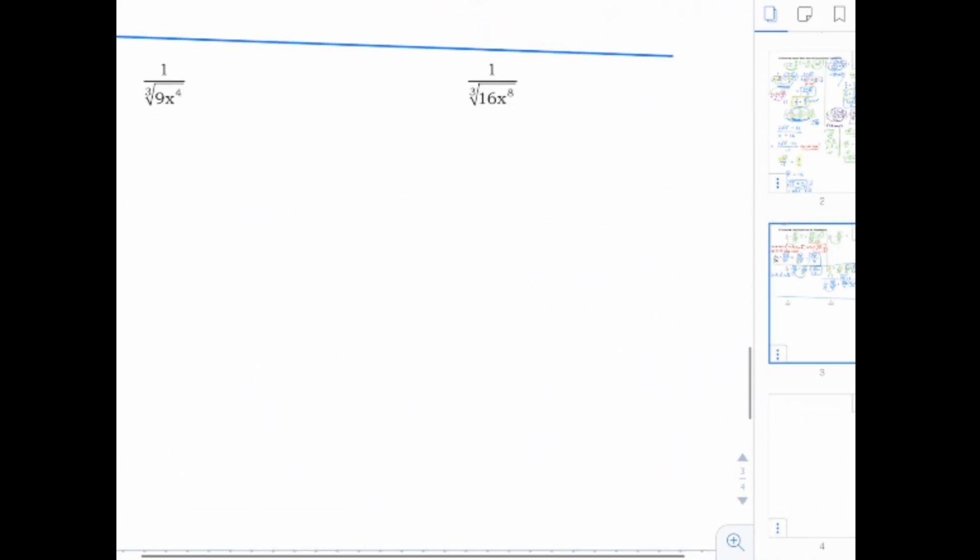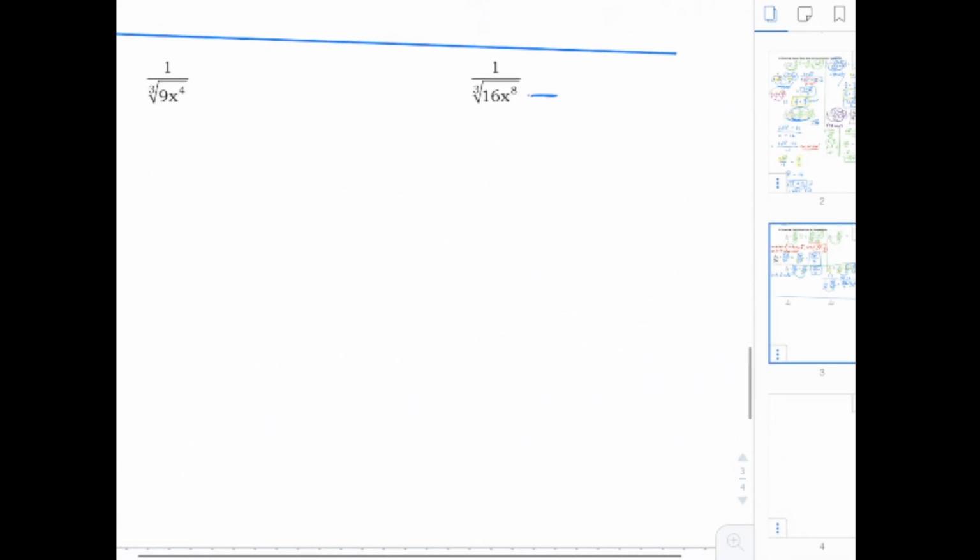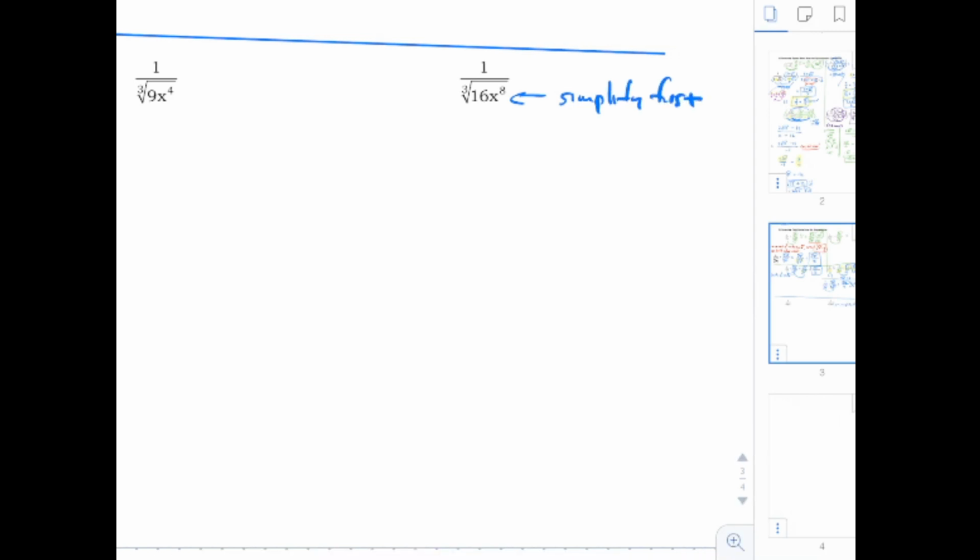So the first thing I'm noticing is we should simplify first. That exponent's too big. 16 looks too big. So I'm going to split it apart into 2 pieces. I'm going to deal with the cube root of 16 separately from the cube root of x to the 8th in order to simplify this.